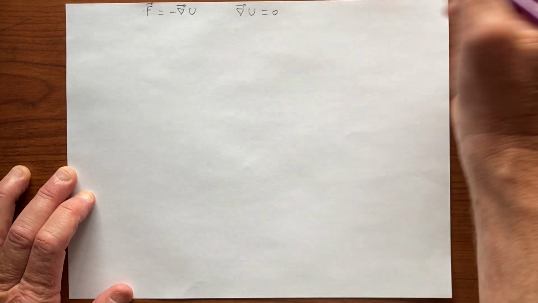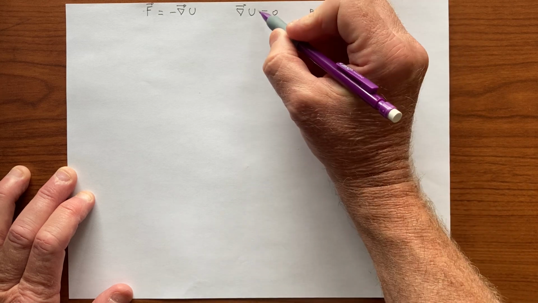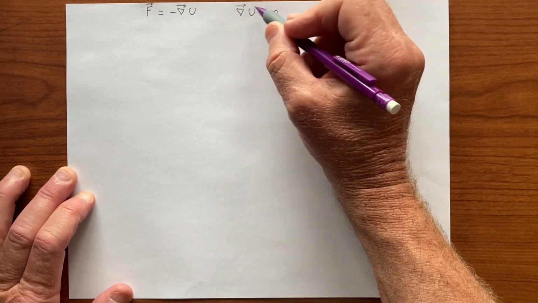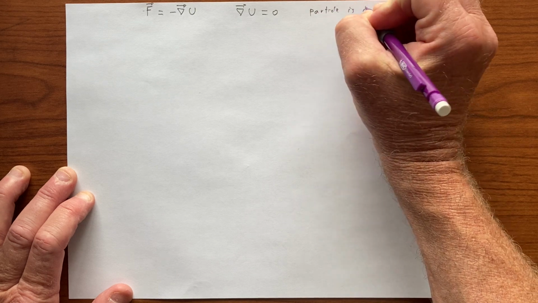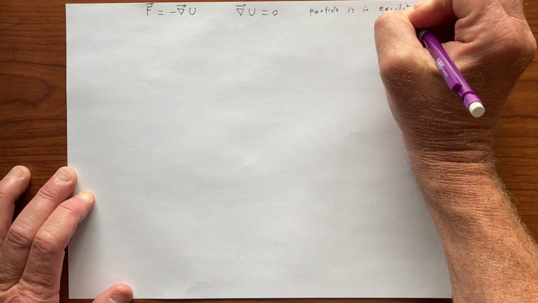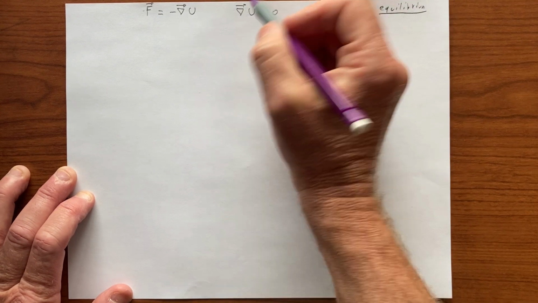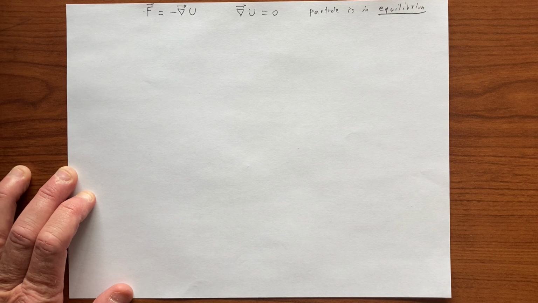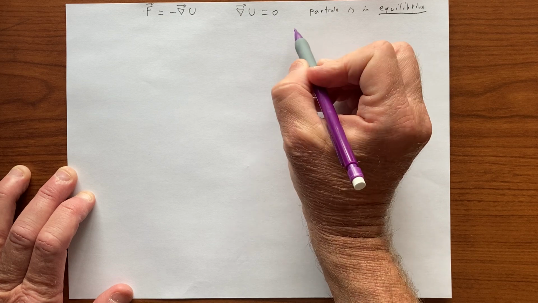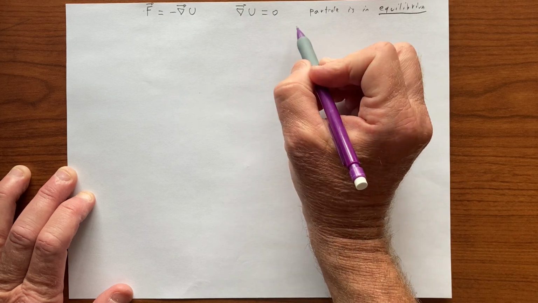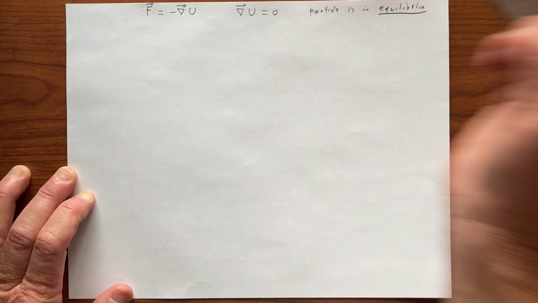We can say that the particle that experiences this force field, such that the force is 0, is in equilibrium at that point. The force is 0, the gradient of the potential energy is 0. Let's say that we move the particle from that point, and the particle tends to come back there. So the forces are such that the particle is pulled back to that point.